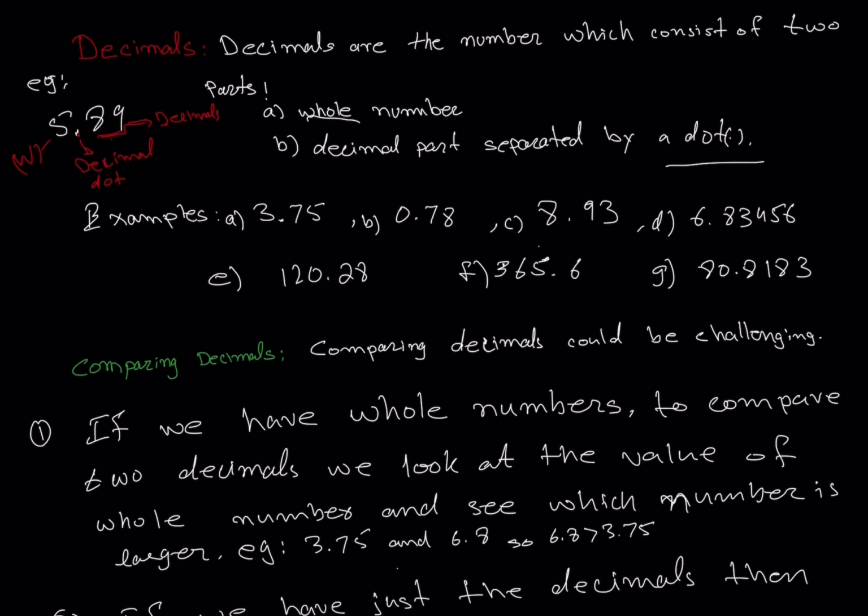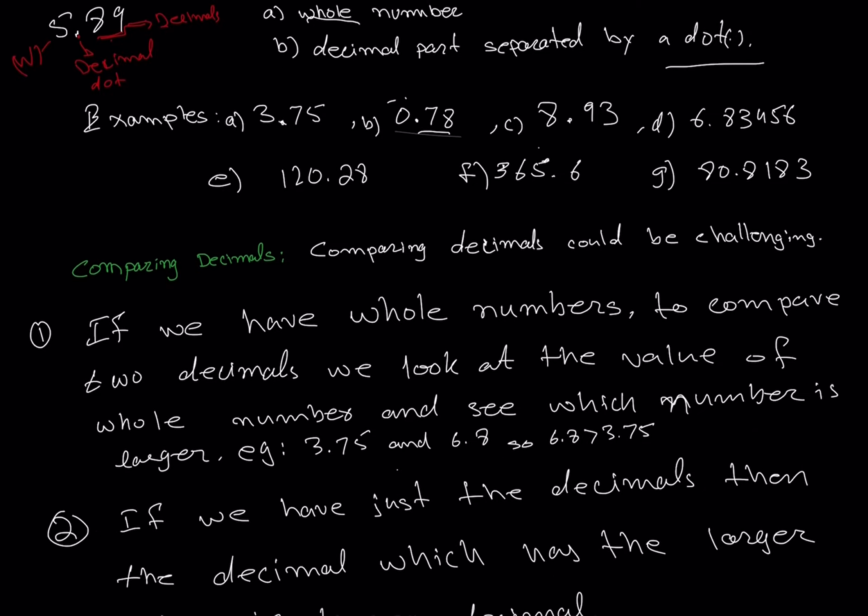An example of a decimal value will be 3.75. 3 is the whole part, and 0.75 is 3/4, if you write it as a fraction, or 75 out of 100, you can say that. Then 0.78, so we have two parts here, and that's a decimal number right here. Then 8.93, and we still have the same two parts here, a whole number on this side and a decimal part on this side, and so on.